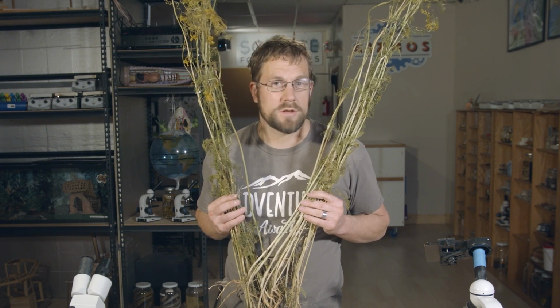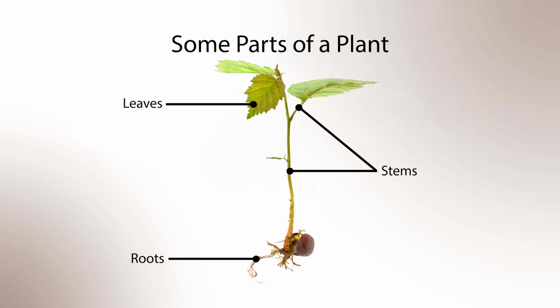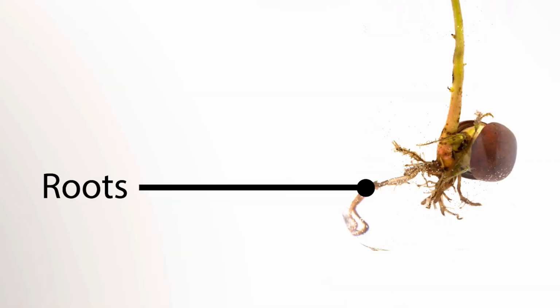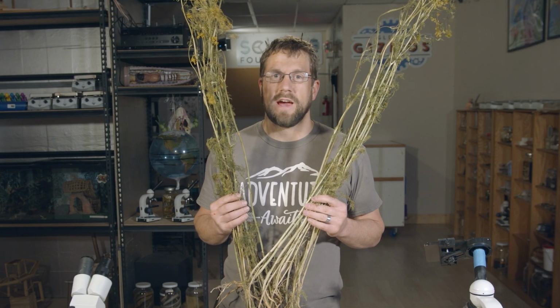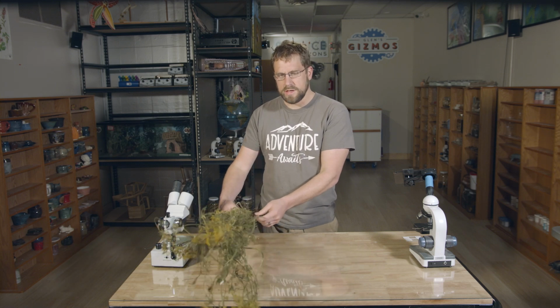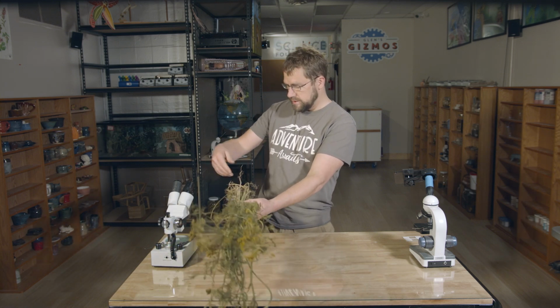What are some parts of a plant? Some parts of a plant include leaves, stem, and roots. Let's take a look at all three now. First off, I want to look at leaves, stems, and roots on one of these long dill.